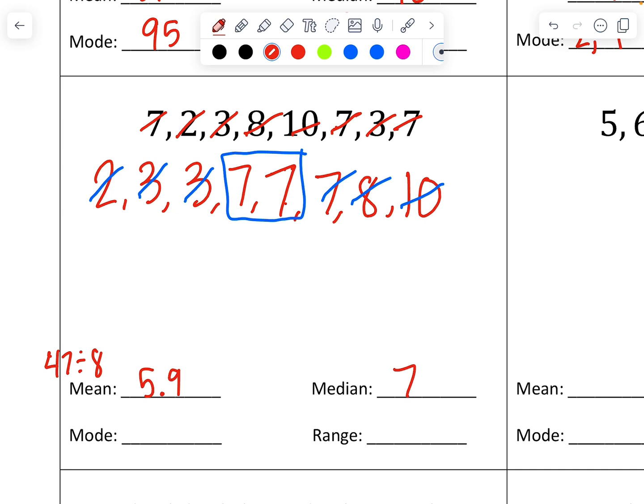And then our mode, okay, I can see that there's 2 3s, but there's also 3 7s. All right. So the 3s don't matter. I want just the one that has the most. So our mode would be 7. And then our range, we have our greatest number, which is 10, minus our smallest number, which is 2, and our range is 8.